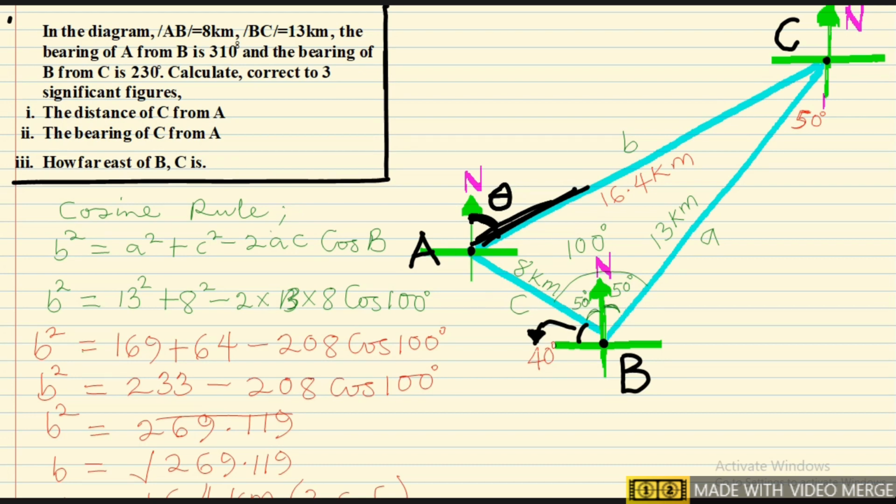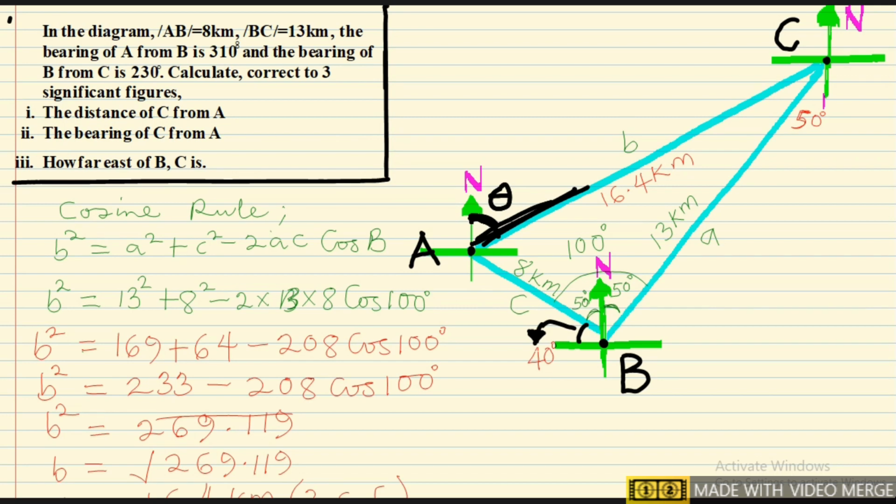Now you can figure out how to get the value of theta anyhow you want. As I've said earlier, you must know your trigonometric tools like SOHCAHTOA, the trigonometric ratios and all that. You should be versed in all that.